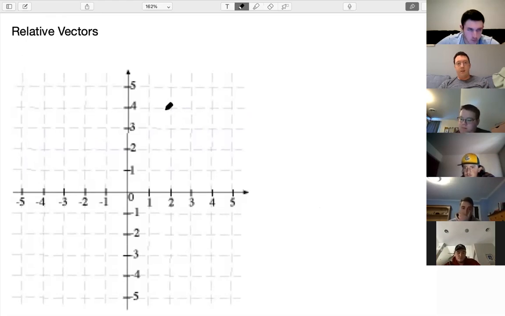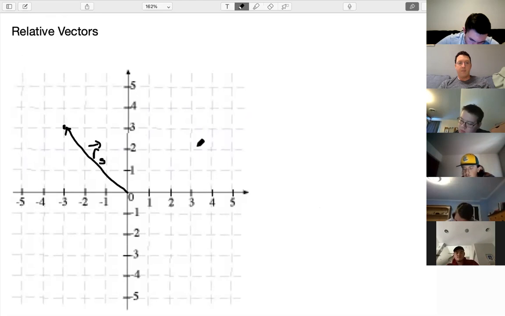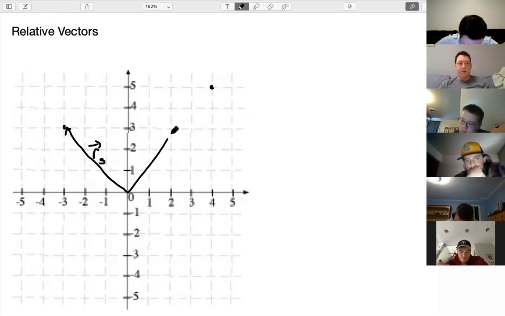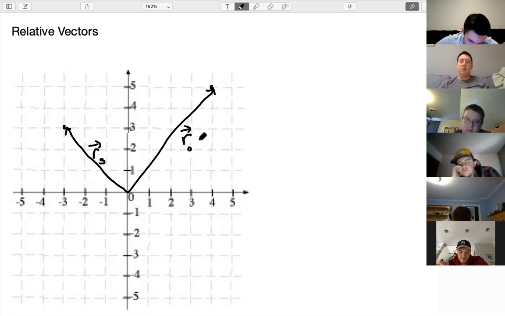Let's imagine I have two vectors. I want to have a vector here, which I'm going to call RS, and another vector over here, which I'm going to call RO. I'll tell you why I'm calling them that instead of just A and B.